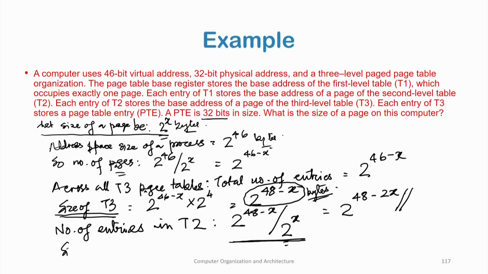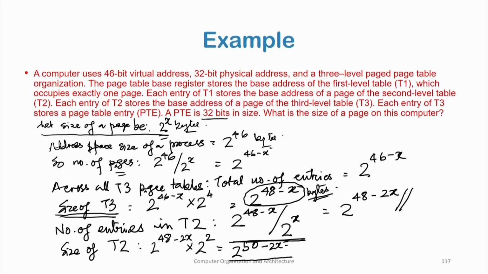So, again, what is the size of the overall T2s? Assuming that each page table entry is 4 bytes, that will be given by 2 to the power 48 minus 2x into 2 to the power 2, which equals 2 to the power 50 minus 2x. So, 2 to the power 50 minus 2x is the total size of the T2 page tables.